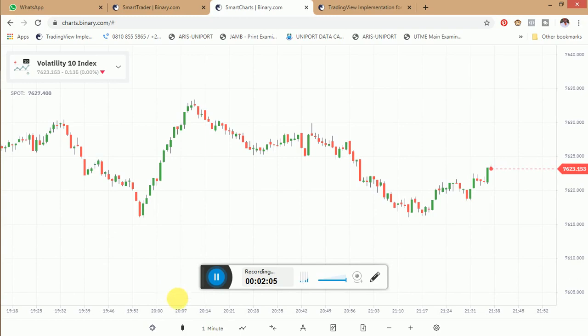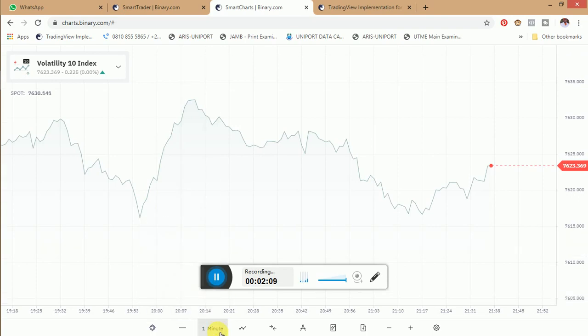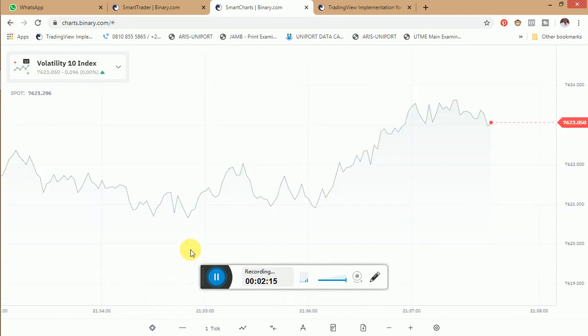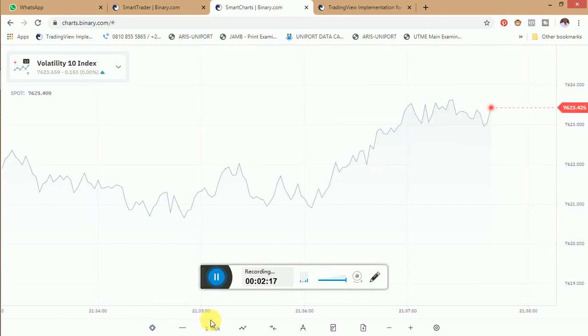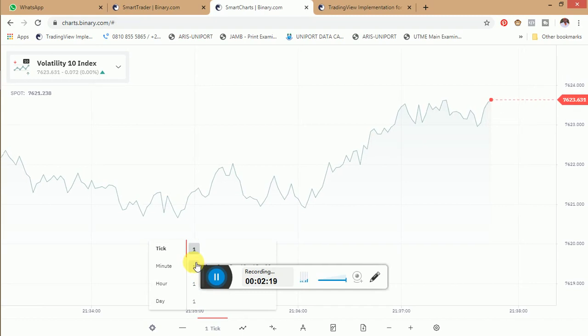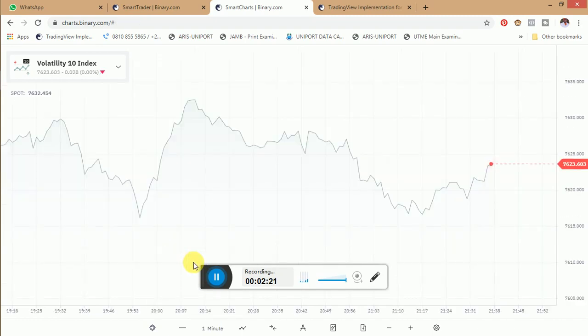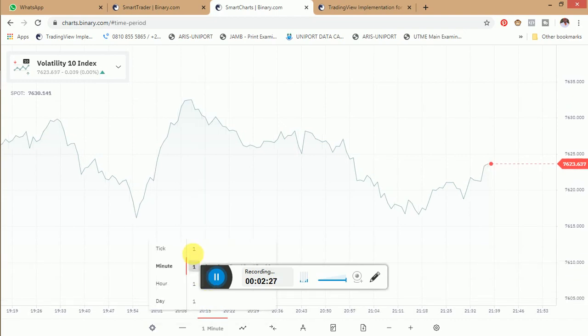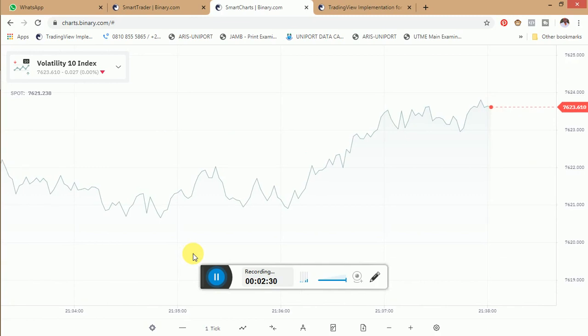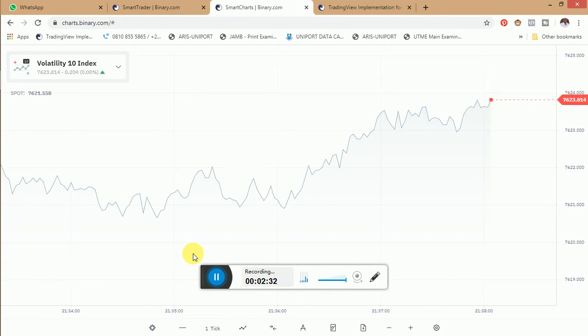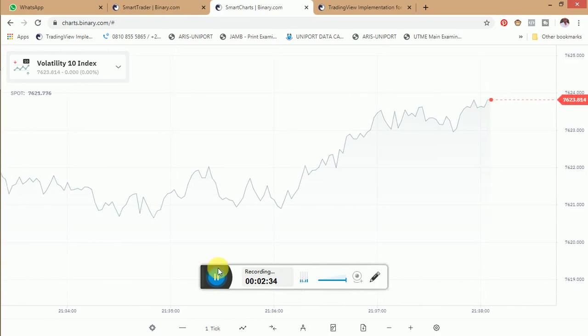That's for a smart chart, but anyway, let's leave it in line the way it is, and let's leave it in ticks. You can see when it's in ticks, it's a bit faster. You see that, but when it's in minutes, it is not too fast. Ticks is just constantly moving. You can see it's like a one second thing.